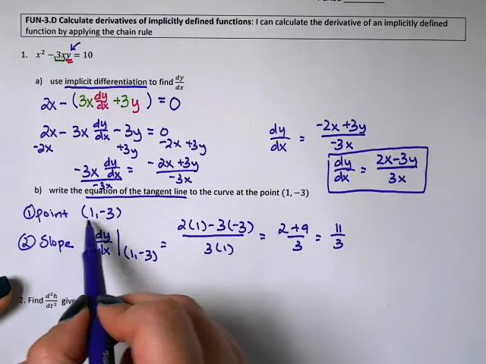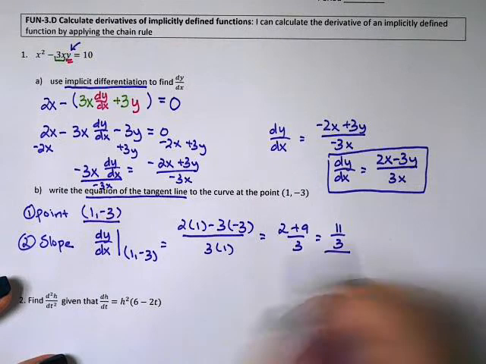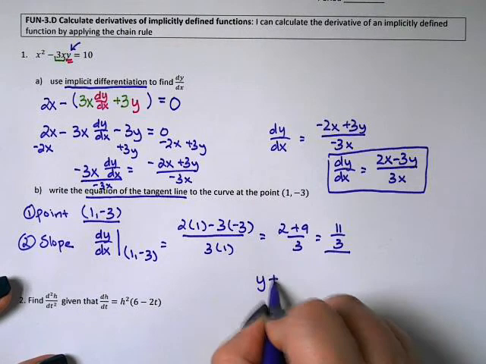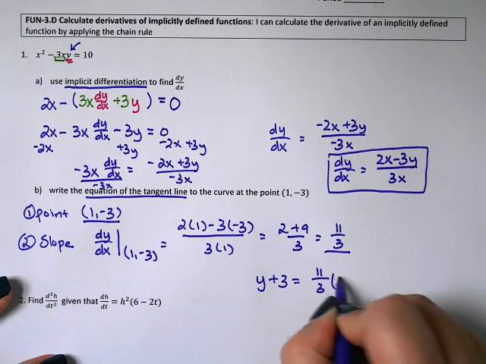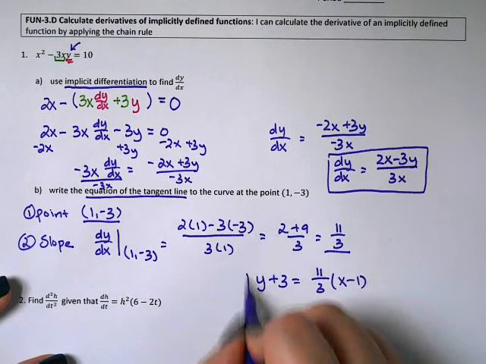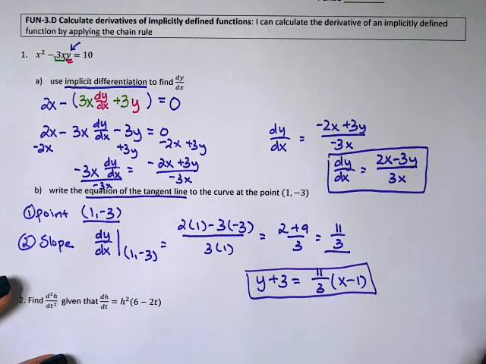So now we have our point and our slope, and we just need to write the equation. So it's y plus 3 equals 11 over 3 times (x minus 1). That's our point-slope form, and we just use what we have.